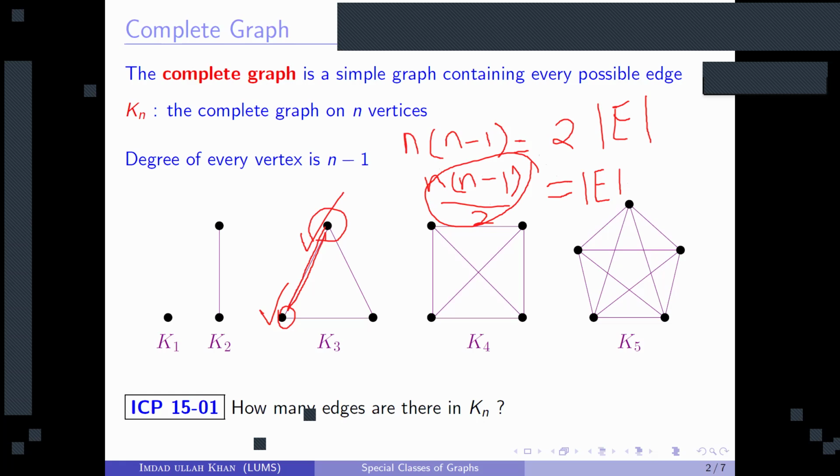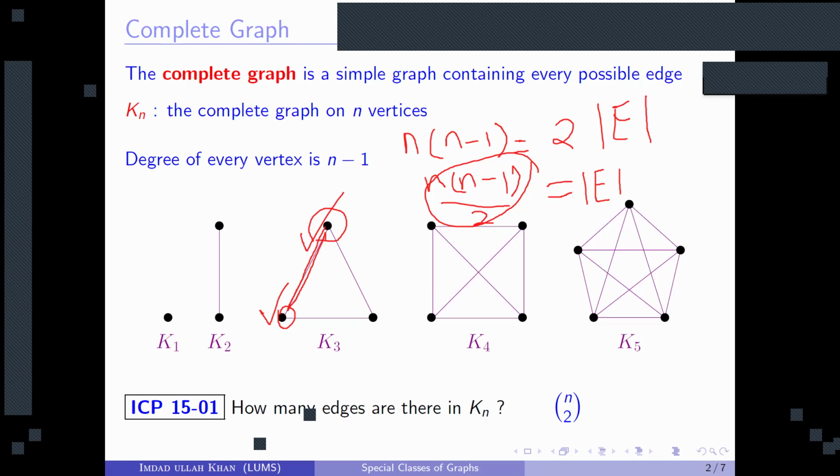How many edges in K_n? So our board of ICPs is the same as that of other recorded lectures, so you'll have to upload these answers over there. But we got the idea, right? So this is the same as n choose 2, which most of you were whispering. And if you evaluate n choose 2, what is that?